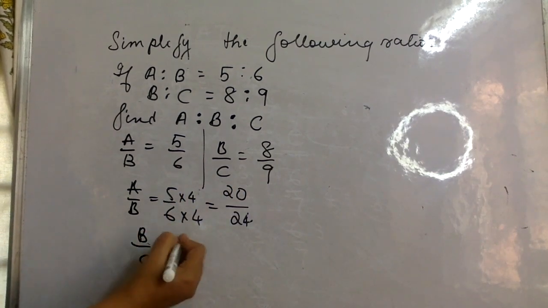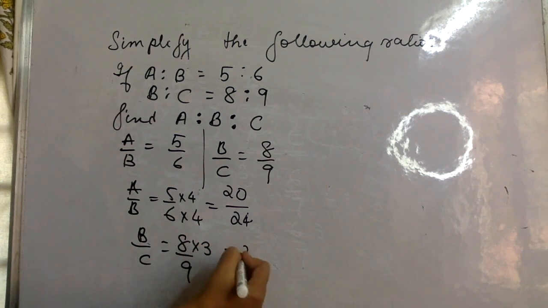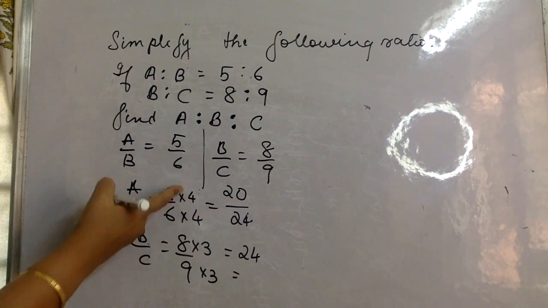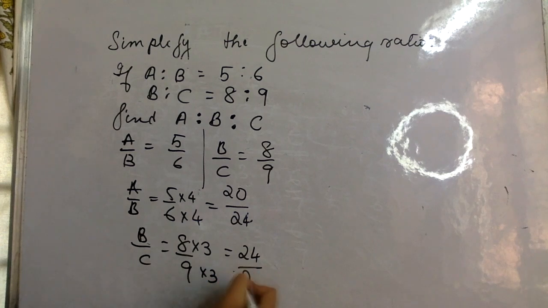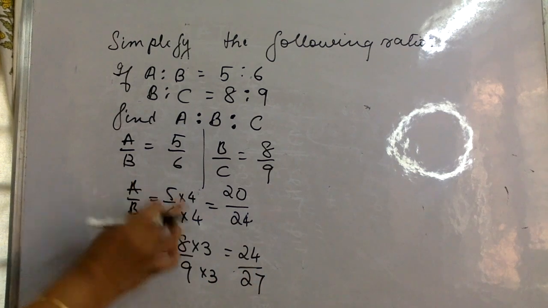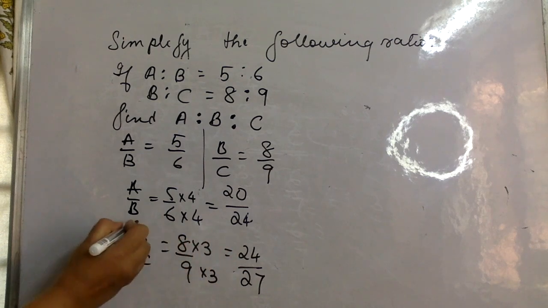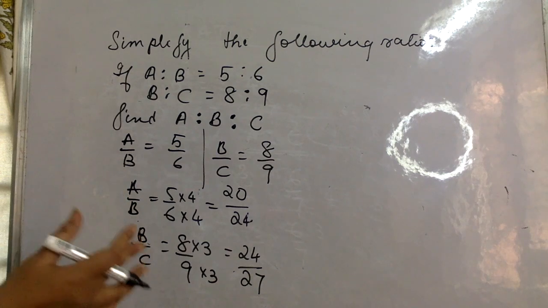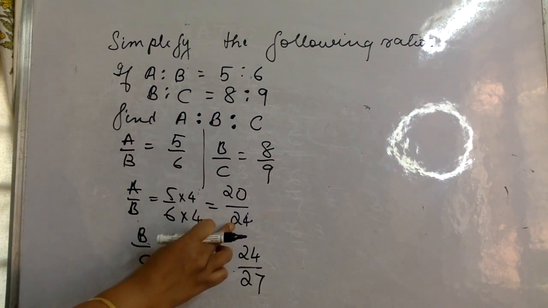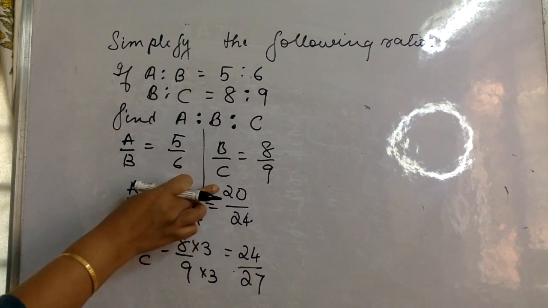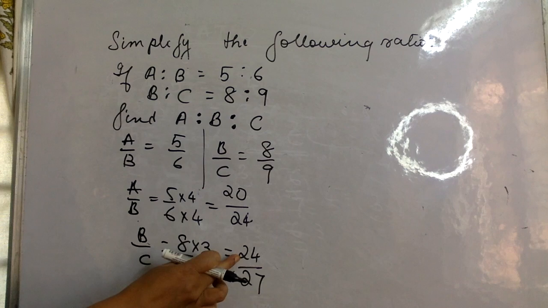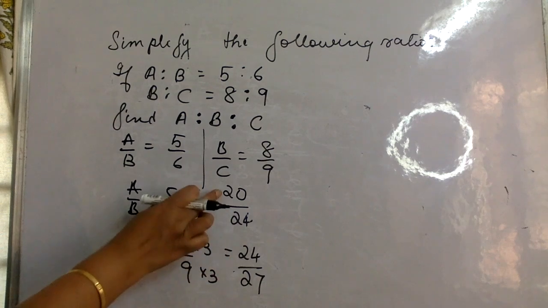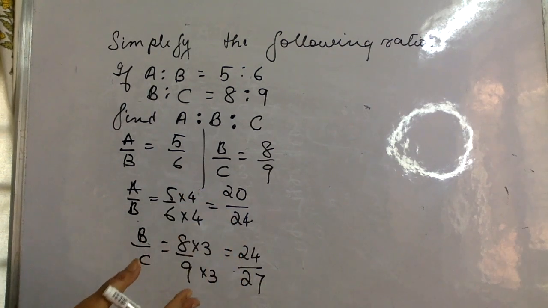B by C again 8 by 9 here into 3, that makes it 24. Whatever I multiply here, I have to multiply in both the numerator and the denominator, that makes it 27. So I have 20 is to 24. Now note, both the B's have become equal. So since both of them have become equal, I know that 24 cups of this, 20 cups of this, again 24 cups of this, 27 cups of this. Or 24 meters here, 20 meters here, 24 meters here, 27 meters here.